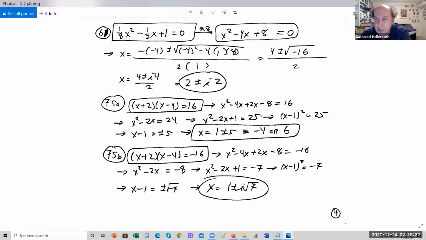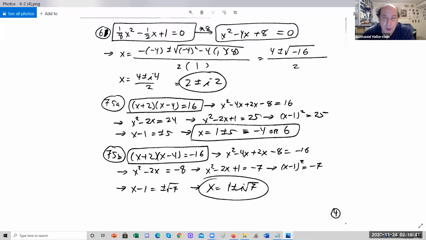Here we have 1/8 x squared minus a half x plus 1 equals 0. I don't like these fractions, so let's multiply by the lowest common denominator, which is 8. And after you multiply all these terms by 8, you get x squared minus 4x plus 8 equals 0.